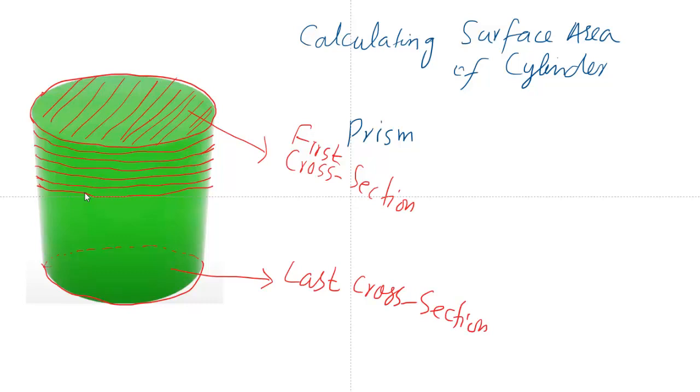And students, the distance, the length from the first cross section to the last cross section, is called the height of the prism. This is called height.